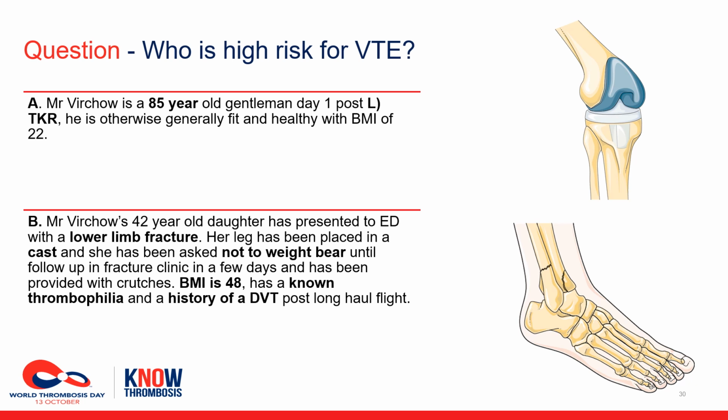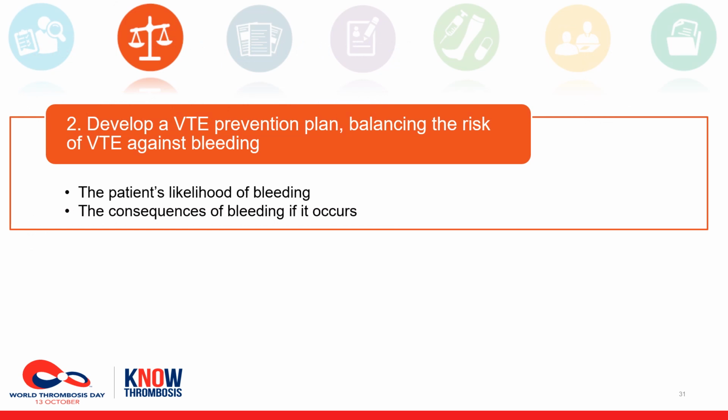So we know now Mr. Virchow and his daughter are at high risk of VTE. What's the next step? Do we just order prophylaxis? Here's your chemical prophylaxis, see you later. No, we've got to think about it. So if you're considering giving prophylaxis to Mr. Virchow or his daughter, what's the next thing to think about in regards to VTE prophylaxis and VTE prevention? Well, if you're considering giving pharmacological prophylaxis, you've also got to take into account the patient's bleeding risk.